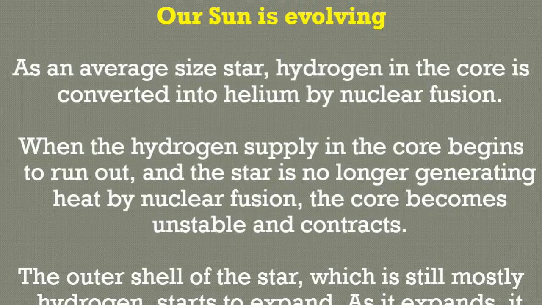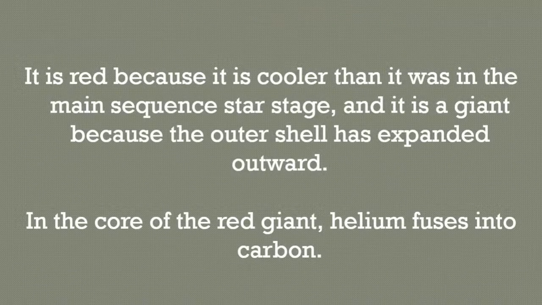Now, when the hydrogen in the core runs out, you get an initial contraction, and then the outer shell of the star, which is still all hydrogen, starts to expand and you get into a red giant. So that's what's going to happen with our star. It's going to be red because it's cooler than it was in the main sequence, and it's a giant because the outer shell has expanded outward. And that outer shell will actually get out as far as the orbit of the Earth with our sun. So start out, run out of hydrogen, go to the red giant.